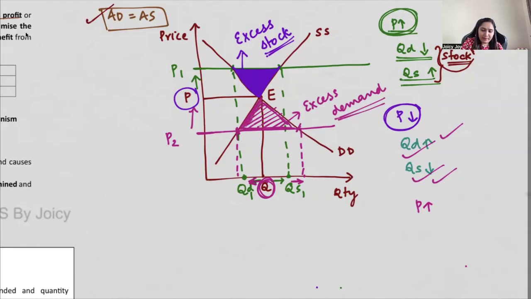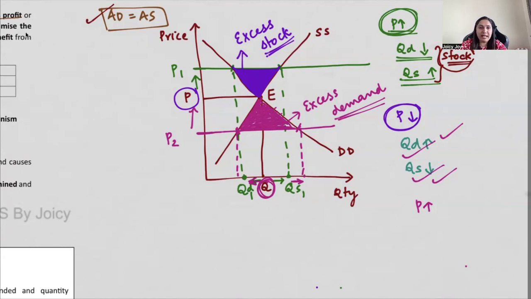So in a market, equilibrium is maintained through this market mechanism. The market itself will maintain equilibrium by adjusting demand and supply. So this is what we call as market equilibrium. This is also called as invisible hand. The name invisible hand was given by Adam Smith.